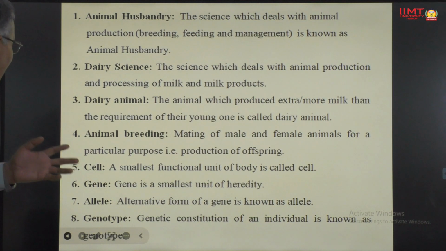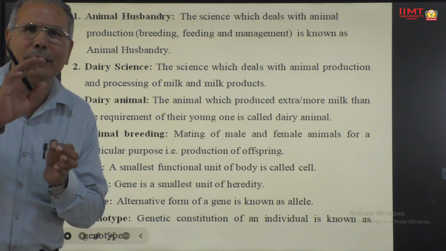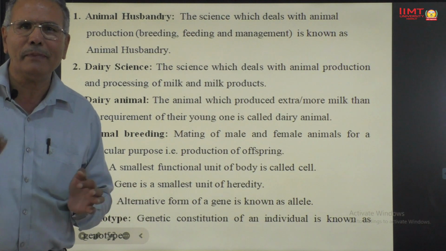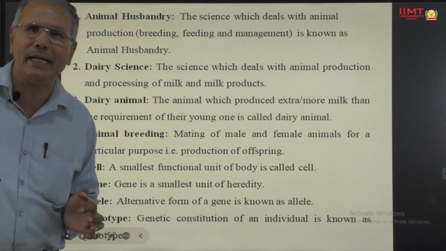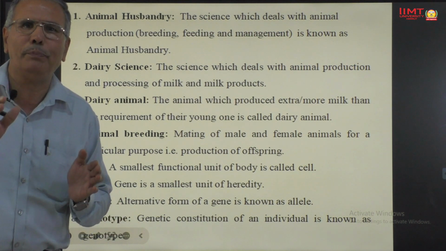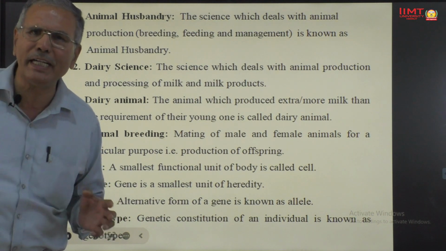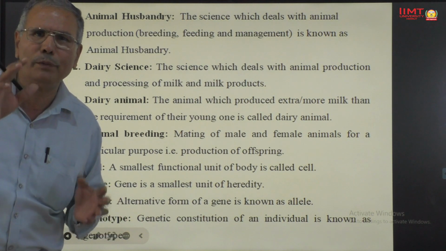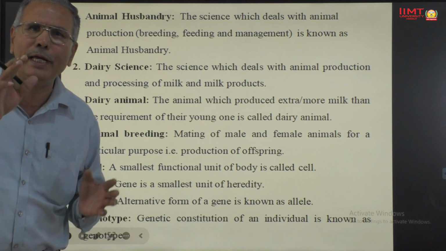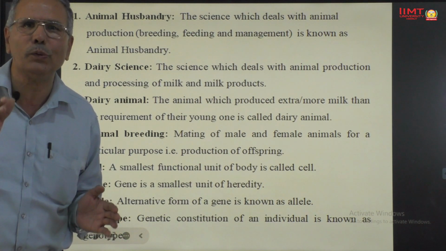Now, what is animal breeding? In simple words, the animal breeding is the mating of a male and female animal. But scientifically, the animal breeding may be defined as mating of male and female animal for a particular purpose is known as animal breeding. What is that particular purpose? That particular purpose is production of offspring, or you can say mating of a male and female animal for production of offspring is known as animal breeding.